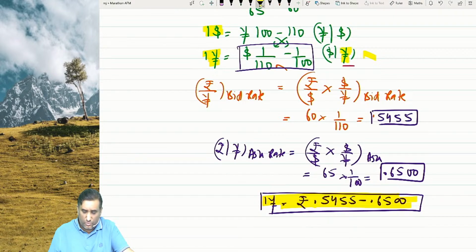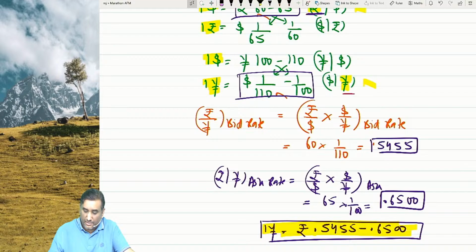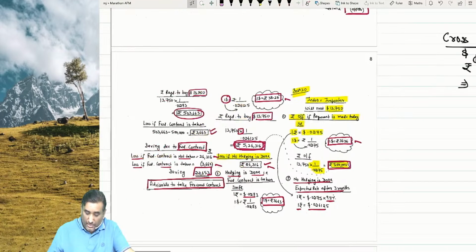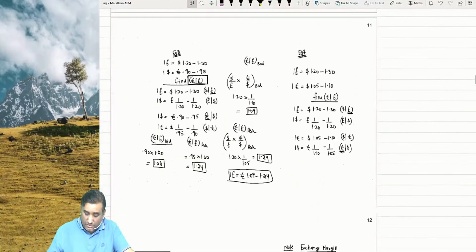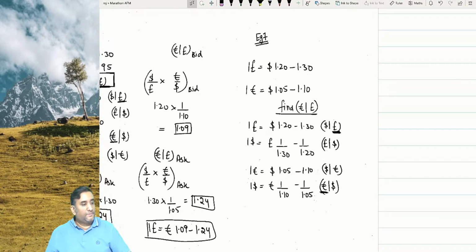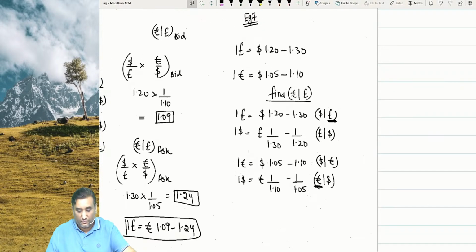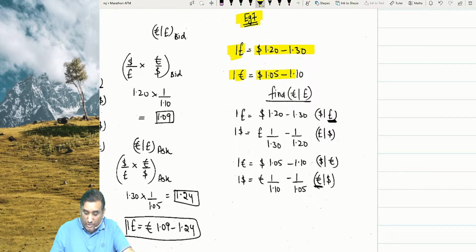Two examples I have given in the notes itself. We'll discuss from there and then we'll see how the language comes and what is the meaning of this. How do I read or interpret this language? I'll come shortly. Slide number 11 I am on. Example 7 I am reading from here. 1 pound is dollar 1.2, 1.3. 1 euro is dollar 1.05, 1.10. I need euro by pound.